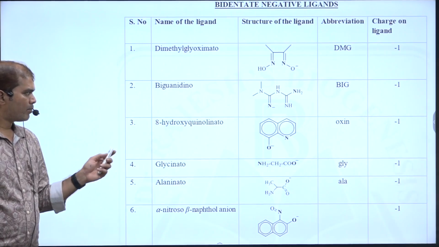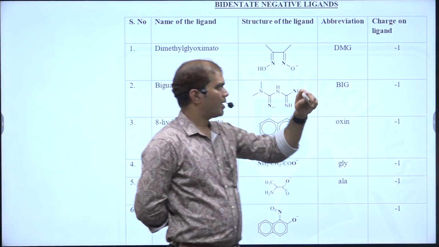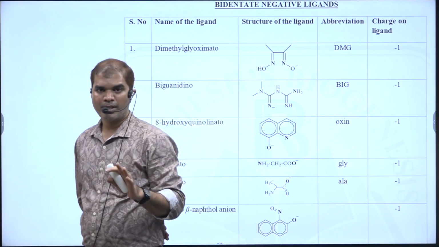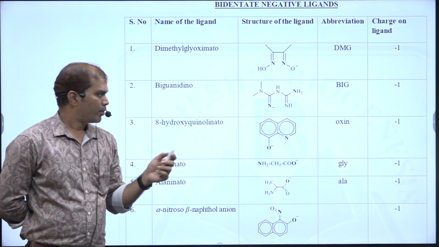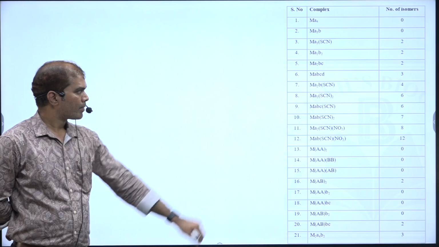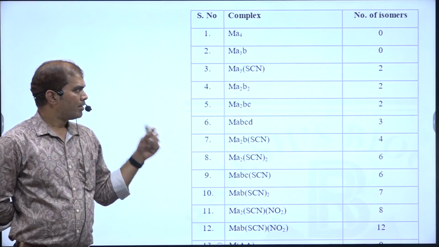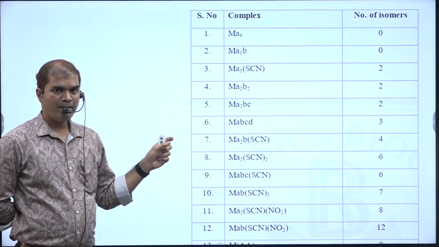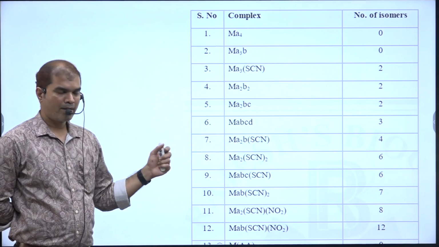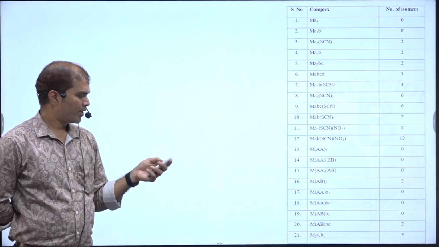Coming to the ligands, what is the name of the ligand, what is the structure of that ligand, what is the charge that the ligand bears, all these have been given for about 100 ligands, starting from the monodentate up to hexa and heptadentate also. After these ligands, isomerism has been discussed. In isomerism, I have given a table. This table will give you how many isomers are possible for a given square plane or an octahedral complex. Here I have given it for a square plane complex, and octahedral complex also you will find.